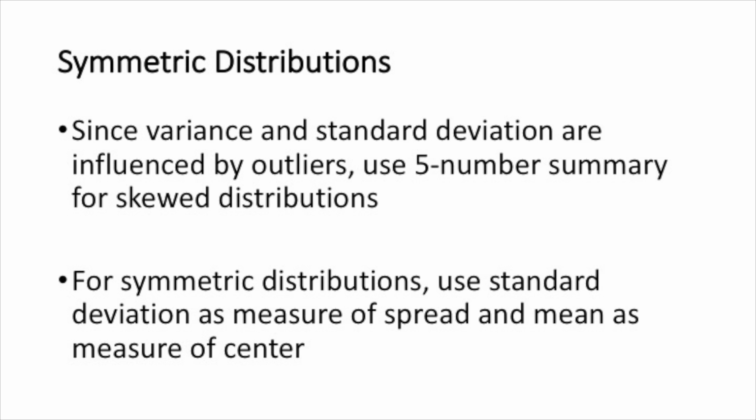Just like we learned for the variance, the standard deviation is also influenced by outliers. For this reason, we use the 5-number summary, which is the minimum, first quartile, median, third quartile, and maximum value to describe the center and spread of a skewed distribution. But if you have a symmetric distribution, we can use the mean as a measure of the center and the standard deviation to describe the spread of the distribution.